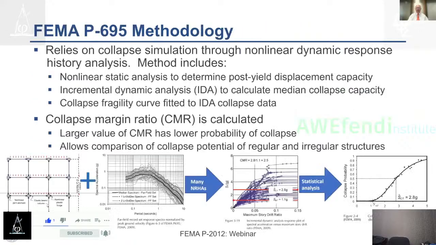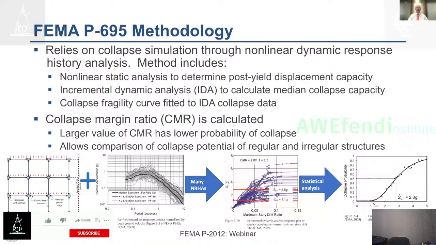You could have a day's worth of seminar on the P695 method. We don't have time, we have one slide. So I'll try to describe to you the way that the system works. The goal of this method is to simulate collapse using nonlinear dynamic response history analysis. And so you have to come up with a characterization of the building, a model, and include in that modeling the nonlinear behavior of the system. That's used to determine post-yield displacement capacities, and then you perform incremental dynamic analysis.